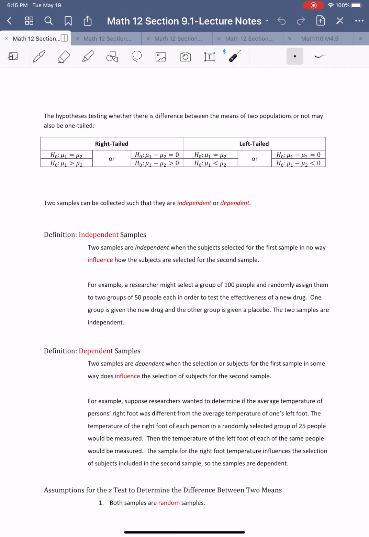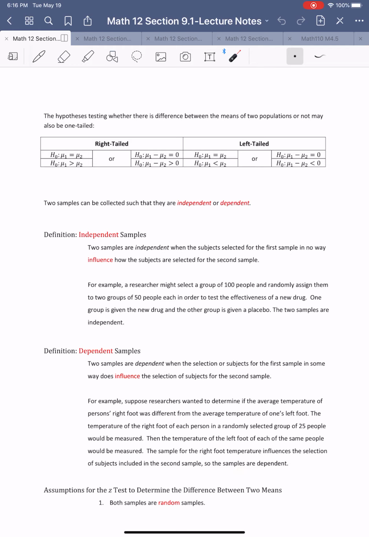Now the dependent samples. Two samples are dependent when the selection of the subjects for the first sample in some way influences the selection of the subjects for the second sample. For example, suppose the researcher wants to determine if the average temperature of a person's right foot is different from the average temperature of the left foot. The temperature of the right foot of each person randomly selected from 25 people would be measured. Then the temperature of the left foot of each of the same people would be measured. The sample for the right foot temperature influences the selection of the subjects included in the second sample. So the samples are dependent.